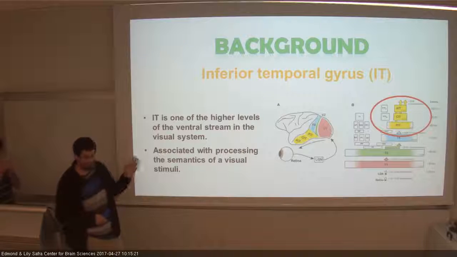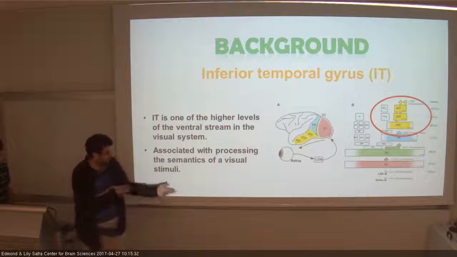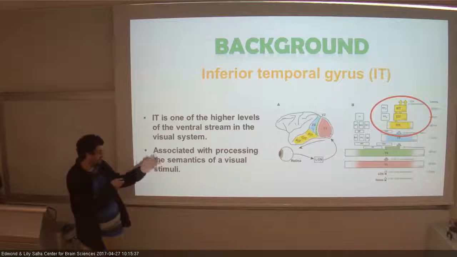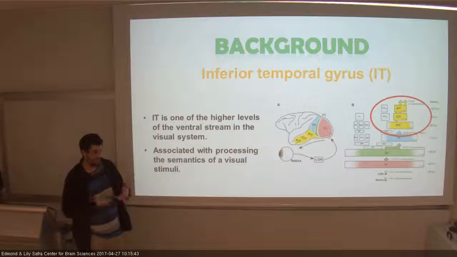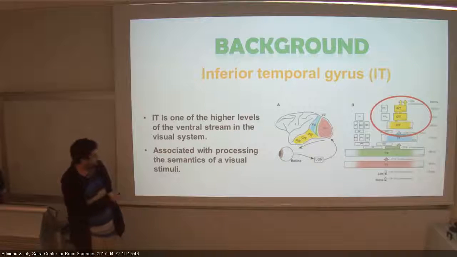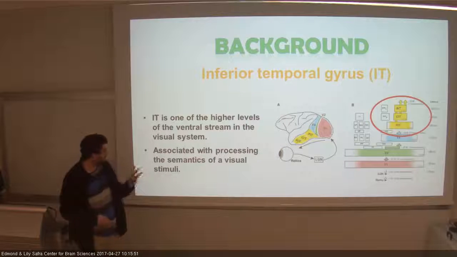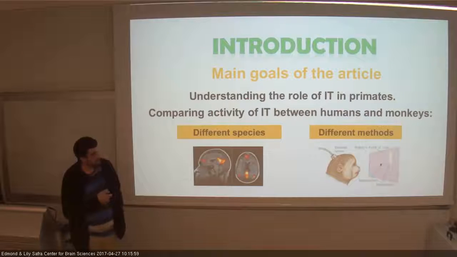The IT is a higher level cortex in the ventral pathway of the visual system. You have already seen that, so I'm just going to move on, but pretty much the IT is a higher level region in the ventral pathway, and the ventral pathway is about extracting the semantics of the visual stimuli. So what the IT is believed to do is to extract the semantics of the visual stimuli, and we're going to see a bit more about that. Semantics, I mean, recognize the image.